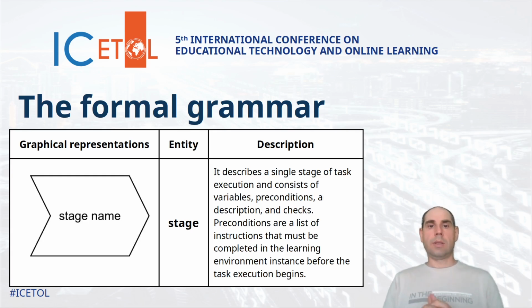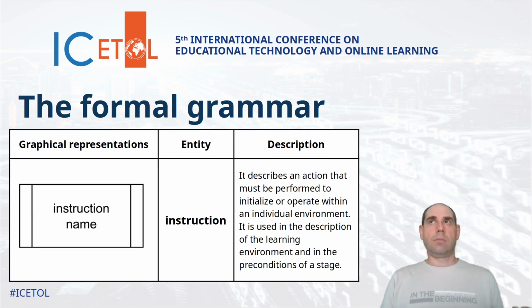Stage is a single step of the entire task. Each stage consists of variables for randomization, preconditions, a list of instructions that must be completed in the learning environment before the task execution begins, and checks, so it's some action which should be done in the learning environment to check the progress of the task. Such an instruction can be like an action which should be fired in the learning environment. It depends on the learning environment type, of course.